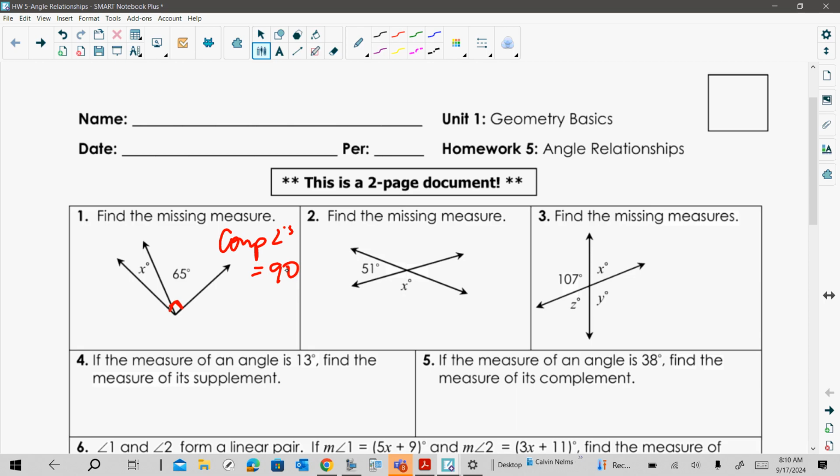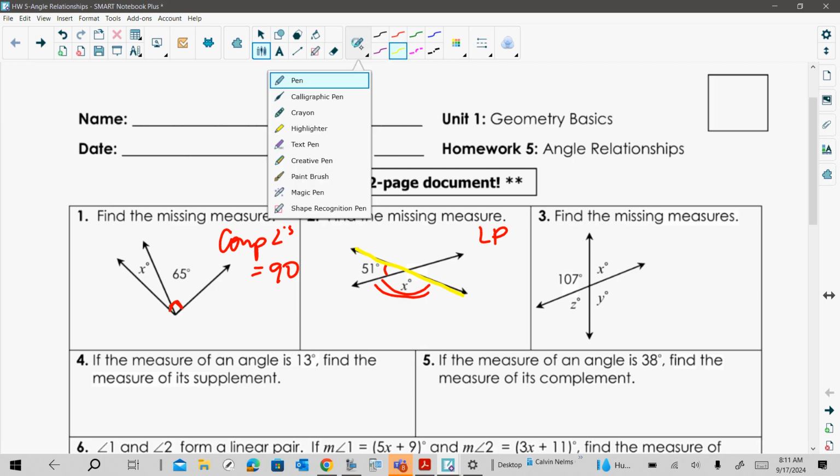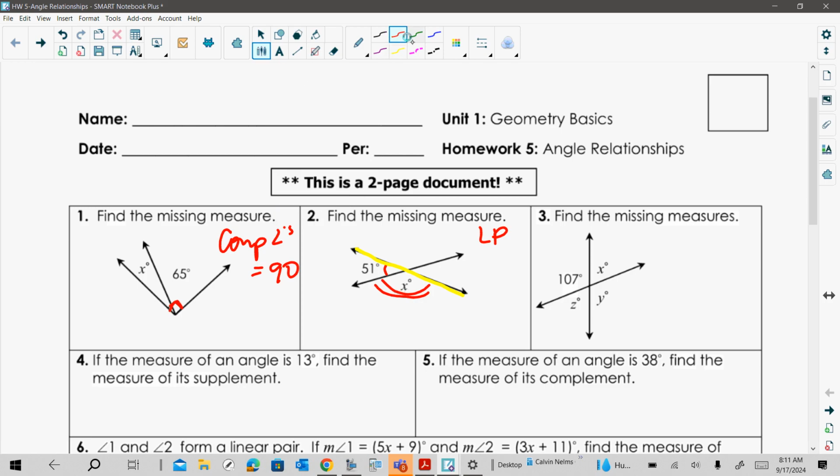What about 2? What do you see? Yeah, it's a linear pair. And what's its relationship? A linear pair are adjacent, acute, and obtuse angles that make a straight angle on a line. So what does a linear pair equal? Yeah, LP for linear pair. It should equal 180.